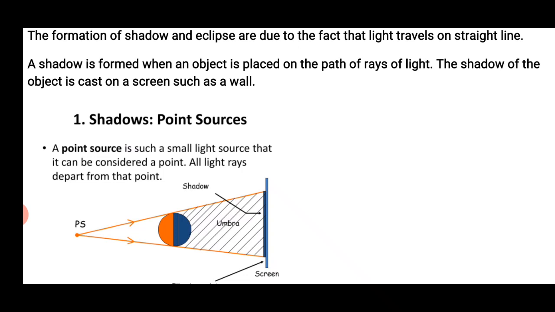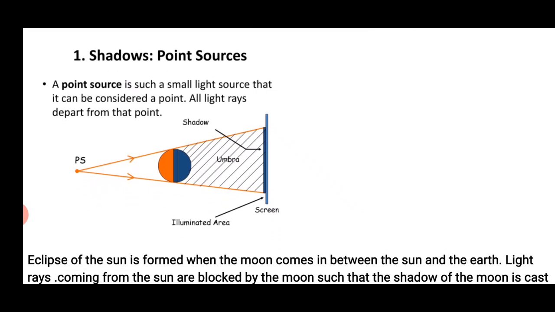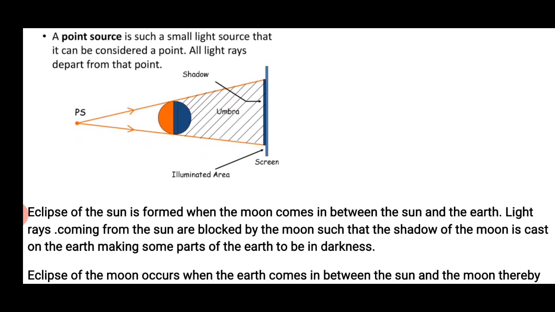As you can see in this diagram, a point source of light is such a small light source that it can be considered a point. So all light rays depart from that point. So it is a small source of divergent beam. So you see the object, a round object on the path, blocking most of the rays in the beam. The portion blocked by the object forms a shadow on the screen. The area of complete shadow is referred to as the umbra, as you can see in the diagram. So the shadow is cast, but for the other part that has not been blocked by the object, you are going to see the light on the screen.